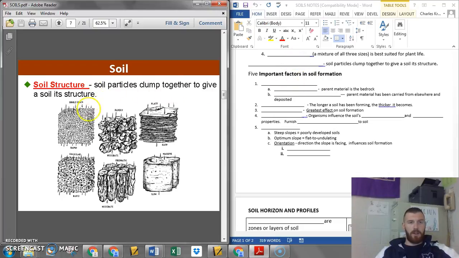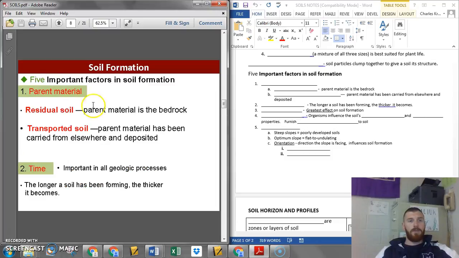Soil particles clump together to give soil its structure, and what we'll talk about here are the 5 important factors in soil formation. Okay, number 1 is the parent material, which can come from residual soil, or parent material is the bedrock, and transported material, which would be parent material that has been carried elsewhere and deposited.